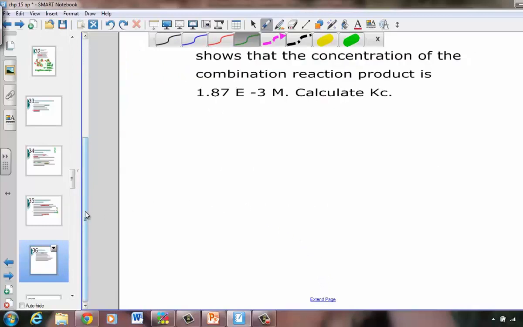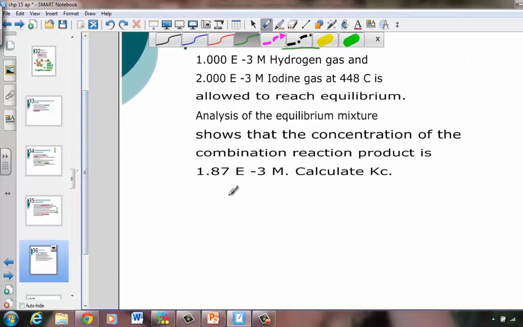We have the following equation. Hydrogen and iodine are allowed to reach equilibrium. So H2 and I2 are both diatomics. We have an equilibrium set up. Of course, we can see the expression would be the production of HI, a simple combination reaction.